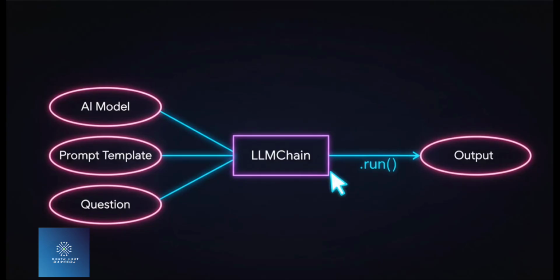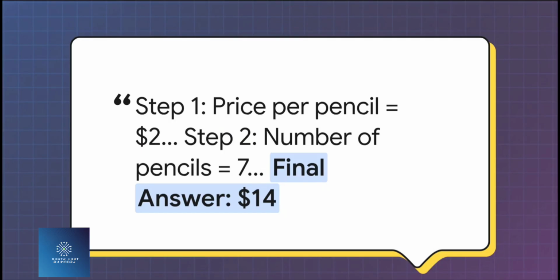Okay, next we just need to connect the dots. First, we fire up the AI model. Then we create something called an LLM chain. It sounds fancy, but all it really does is link our prompt template to the AI model. It's the glue that holds it all together. And finally, we just run it using the .run method, and we feed it our simple math problem about the pencils. And boom, there's the payoff.